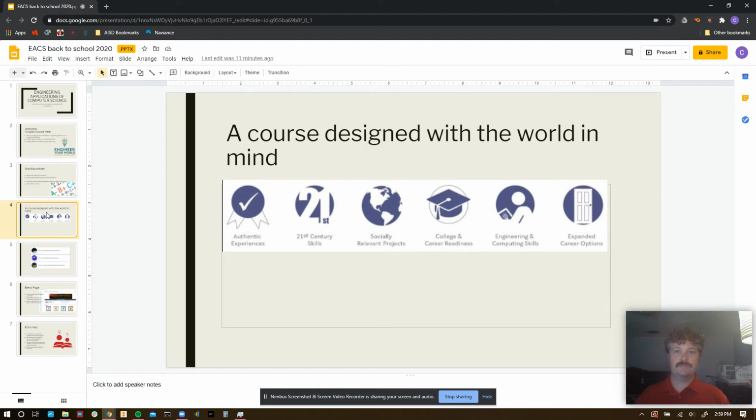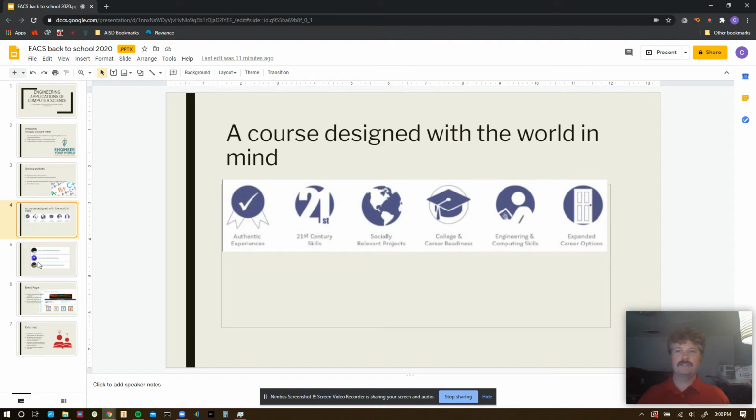Really, 21st century skills are going to be utilized in this course. Thinking like computers, thinking about how computers think, and solving problems using computational thinking. This really is a course that focuses on college and career readiness, certainly. And this is applicable outside the world of engineering, however. These skills they'll be learning can be used in other fields.